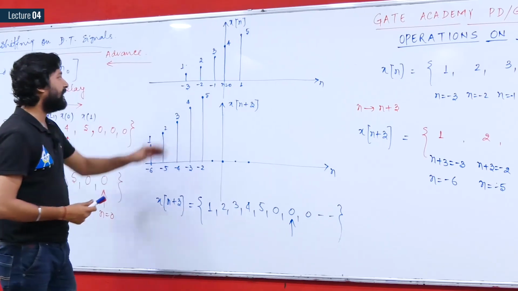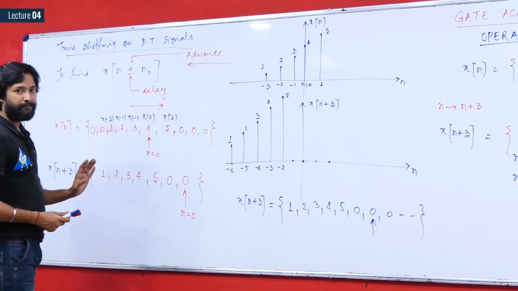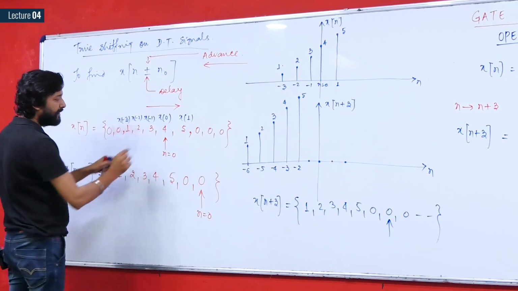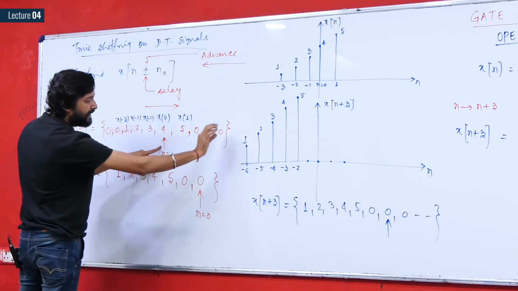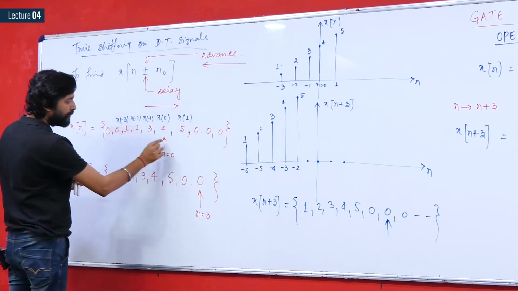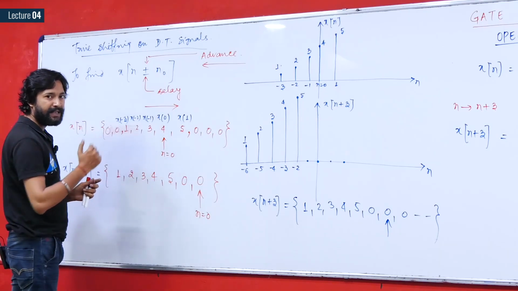Second method, you first represent this signal x of n in sequence representation and then, instead of sliding the signal, you can take this origin and move this origin towards the right hand side by 3 units. As you have to shift the signal towards the left hand side, the origin will be shifted towards the right hand side by the same amount, that is by 3 units.